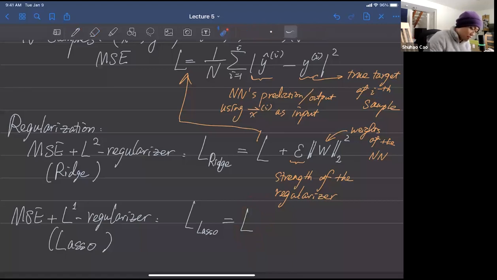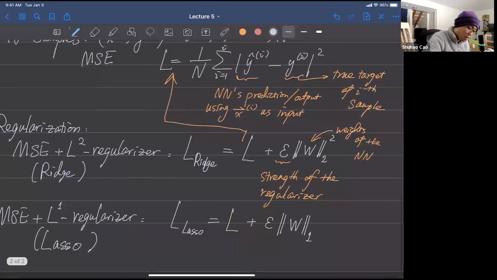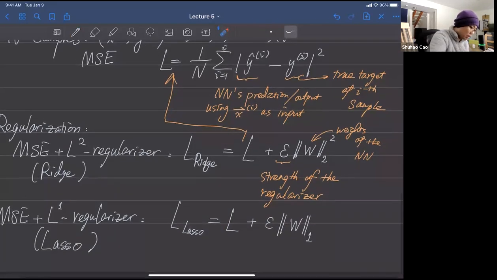So again, this L is our mean square loss right there. And then we add epsilon, which is the strength of this regularizer, and we add the one norm of a matrix. If we write it explicitly, if W is a matrix, then the one norm is basically the summation over every index of the absolute value of W_i.